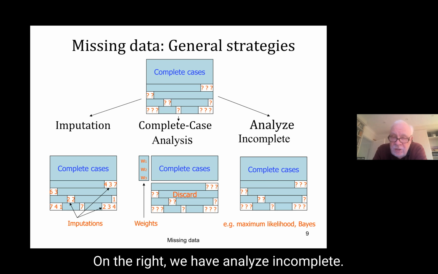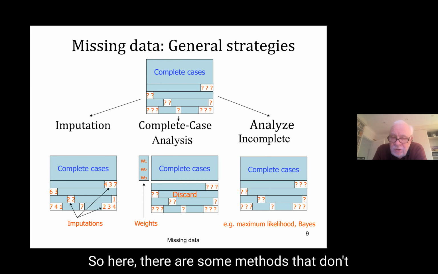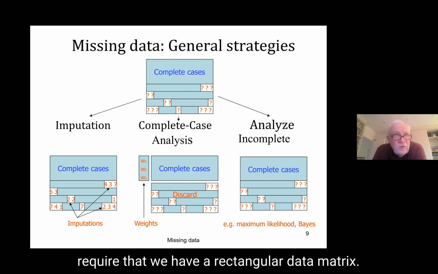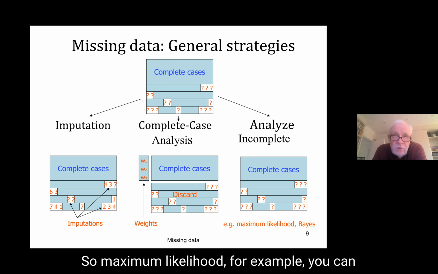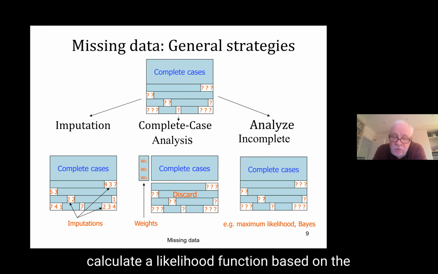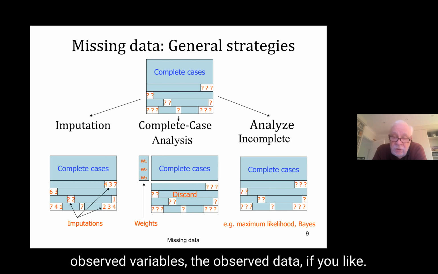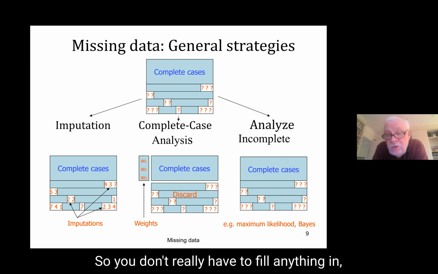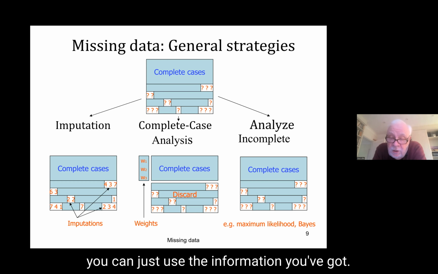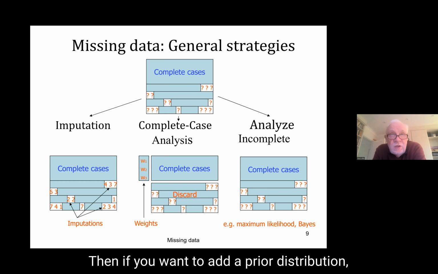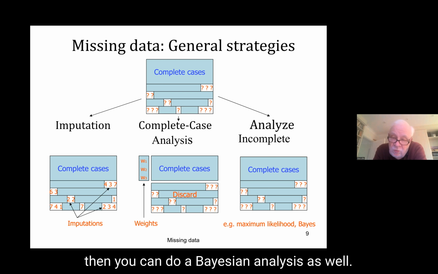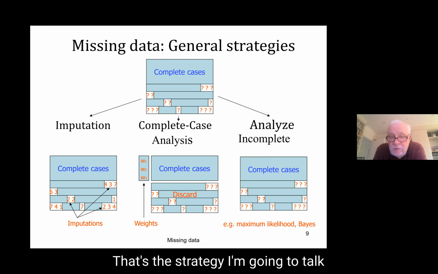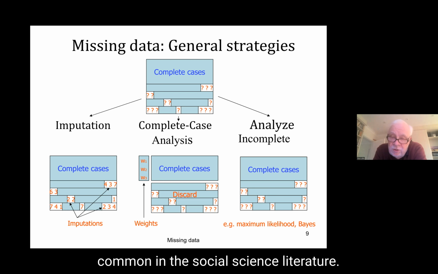On the right, we have analyze incomplete. Here, there are some methods that don't require that we have a rectangular data matrix. So with maximum likelihood, for example, you can calculate a likelihood function based on the observed variables, the observed data, if you like. So you don't really have to fill anything in. You can just use the information you've got. Then if you want to add a prior distribution, then you can do a Bayesian analysis as well. That's the strategy I'm going to talk about first, actually, because it's quite common in the social science literature.